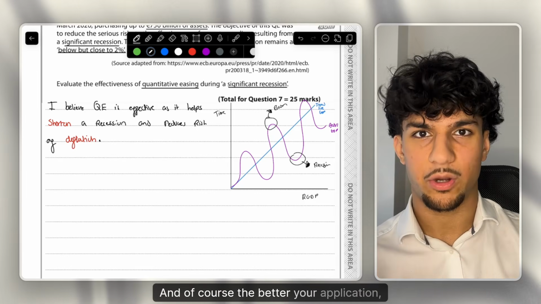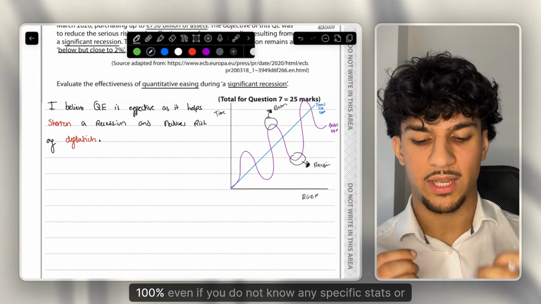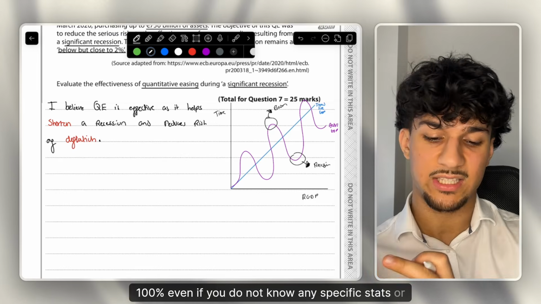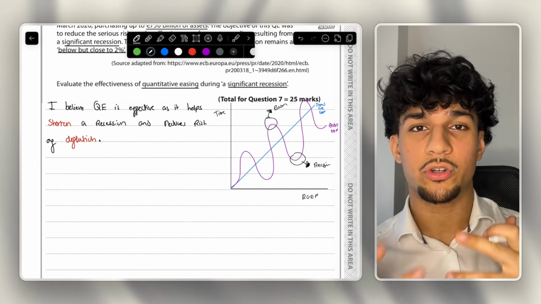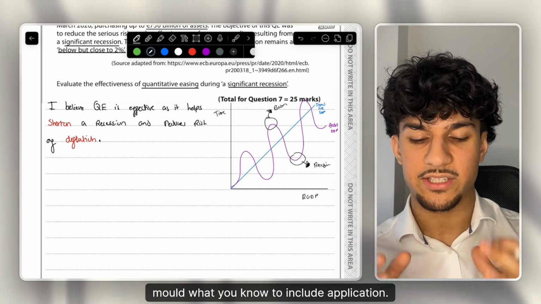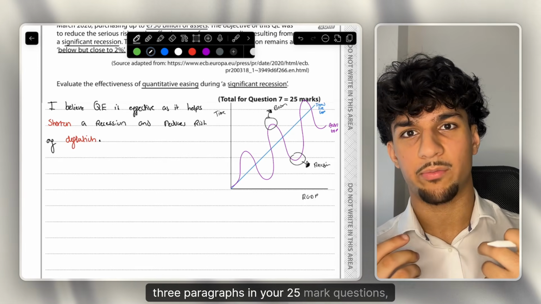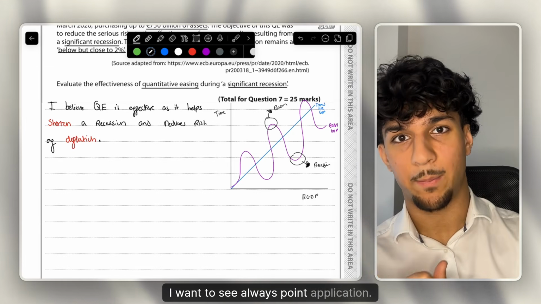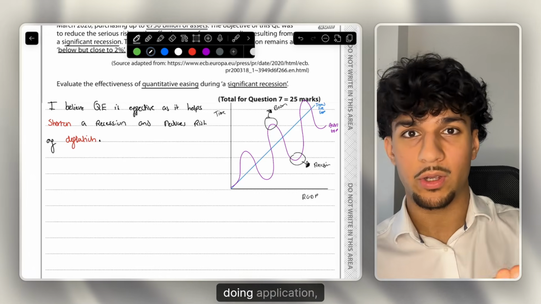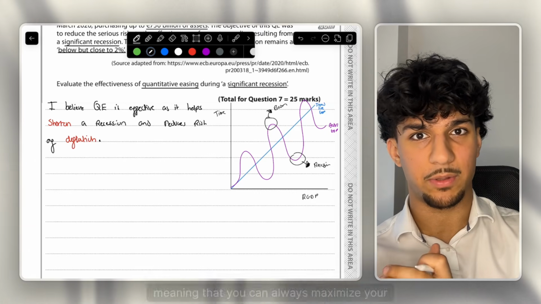And of course, the better your application, the more marks you will pick up. But 100%, even if you do not know any specific stats or figures, try to use what you know, mold what you know to include application. And that's what you want. You want consistency. So whether you do 2 paragraphs, 3 paragraphs in your 25 mark questions, I want to see always point, application. So you're consistently doing application, meaning that you can always maximize your application marks.